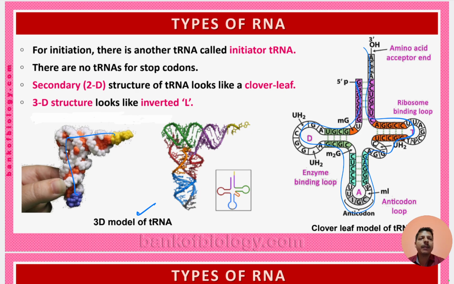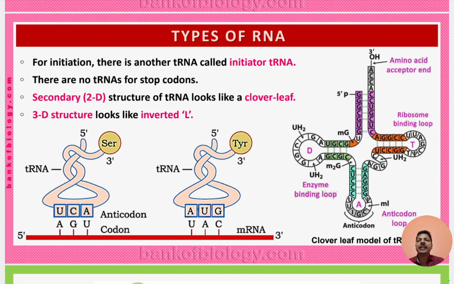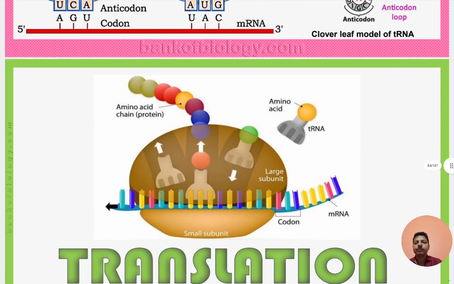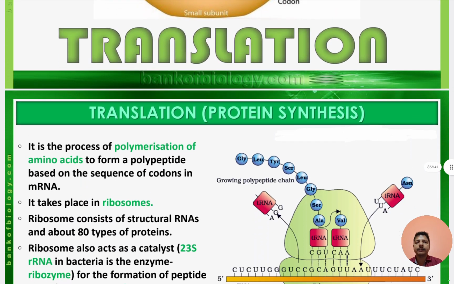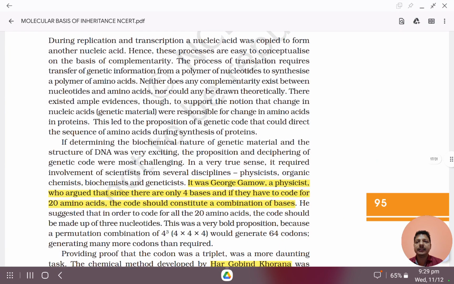Okay, cloverleaf model. Then for initiation there is another tRNA called initiator tRNA. Okay, same points are given, the structures are different, you can see the diagrams are changed. Then translation or protein synthesis. Let's see the PDF, what it says. Sorry, NCERT.